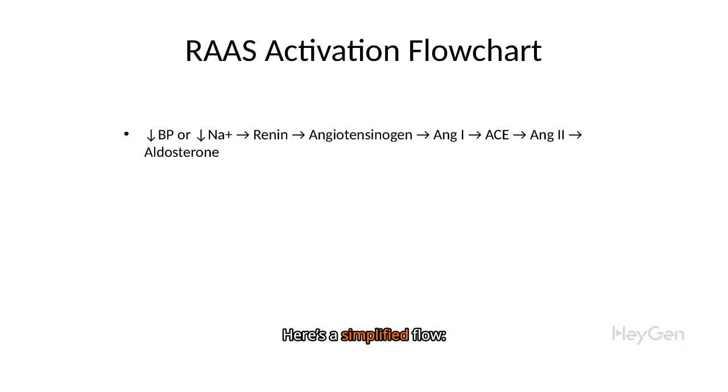Here's a simplified flow. When blood pressure or sodium levels fall, renin is released, setting off a cascade: angiotensinogen to angiotensin I, then to angiotensin II via ACE, which promotes aldosterone secretion and vasoconstriction, ultimately restoring blood pressure.